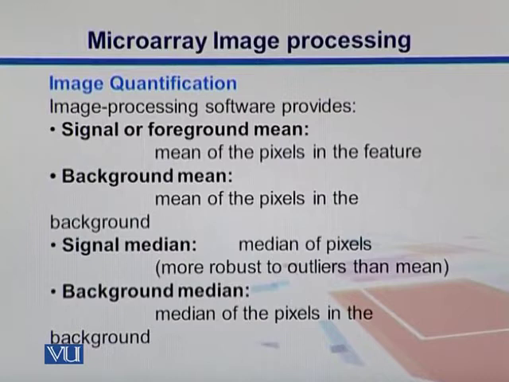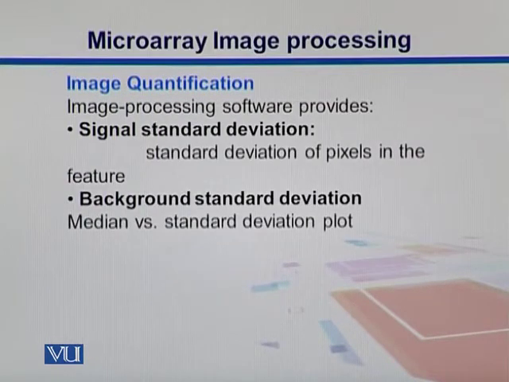They provide signal or foreground means, where we take the mean of the pixels in the features. Background mean represents the mean of the pixels in the background. The same way they give us signal medians and background medians. Sometimes we use means in our calculations, and we might use medians also, where we have issues like means being skewed because of some extreme values. In the same way the software provides us the signal standard deviation as well as the background standard deviations.